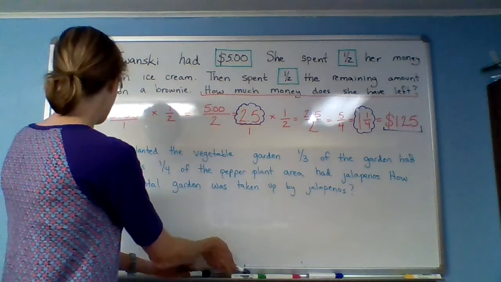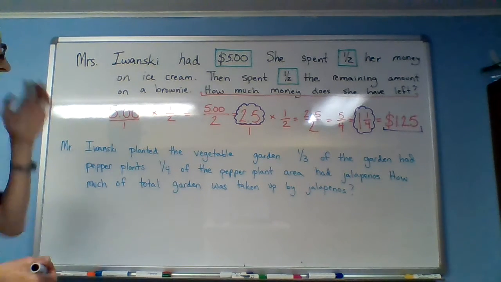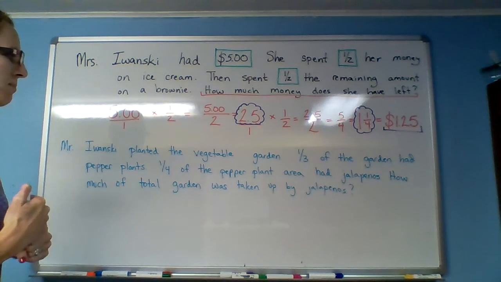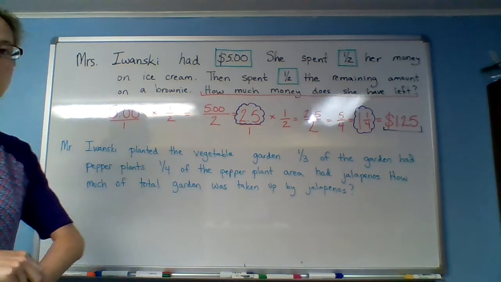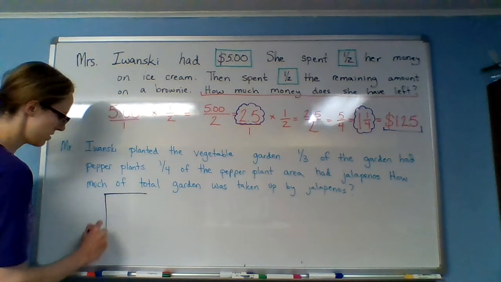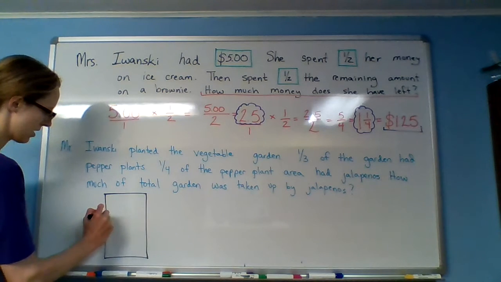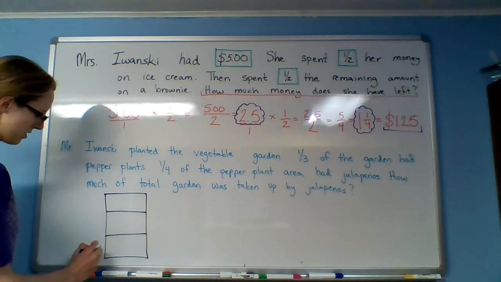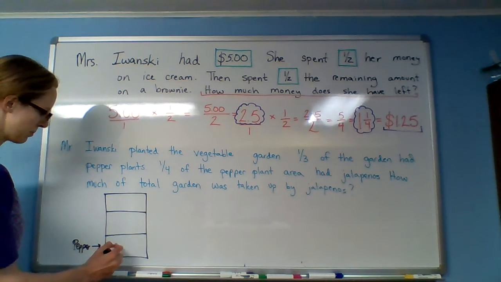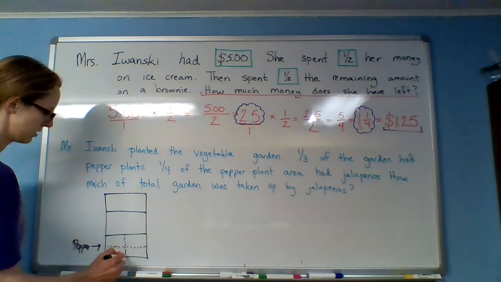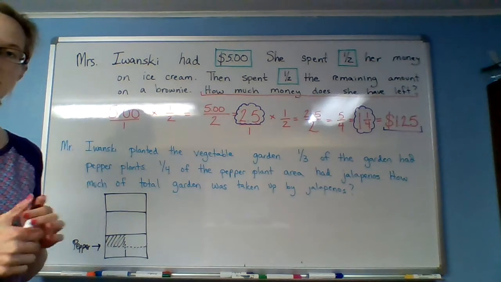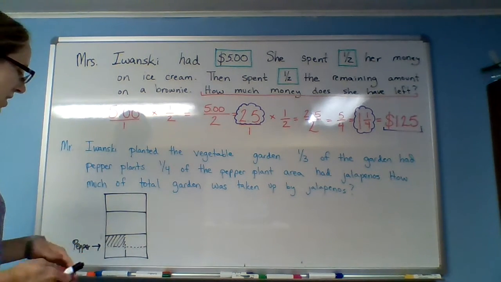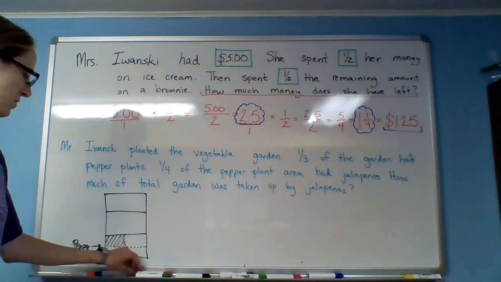Let's try one more. Mr. Iwanski planted the vegetable garden. 1/3 of the garden had pepper plants. 1/4 of the pepper plant area had jalapenos. How much of the total garden was taken up by jalapenos? So if you're thinking about drawing a picture of this, here's the garden. And it's divided in thirds. And this is the pepper plant part. And then within the pepper plant part, we plant 4 different kinds of peppers. So one of these sections. Now, just with the picture here, I might be able to figure out how much of the total garden that section is. I could also figure it out by doing the math.